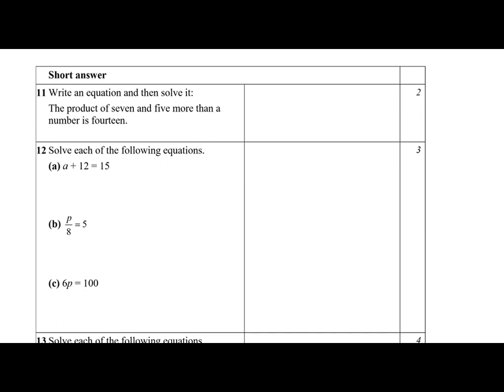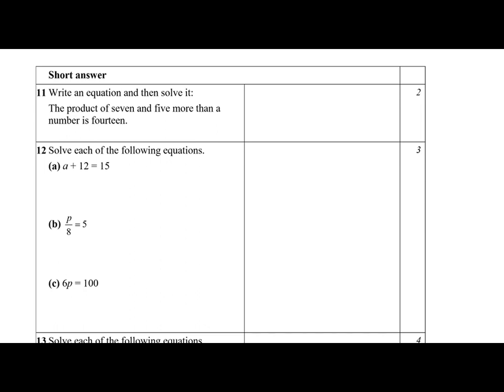So if we start off with the first question, question 11 that we've got here, we need to write an equation and then solve it. The product of 7 and 5 more than a number is 14. Pretty tough actually for people to set up this equation correctly. I thought that would be the hard thing for people. It does work out that way. Most people would find this difficult.